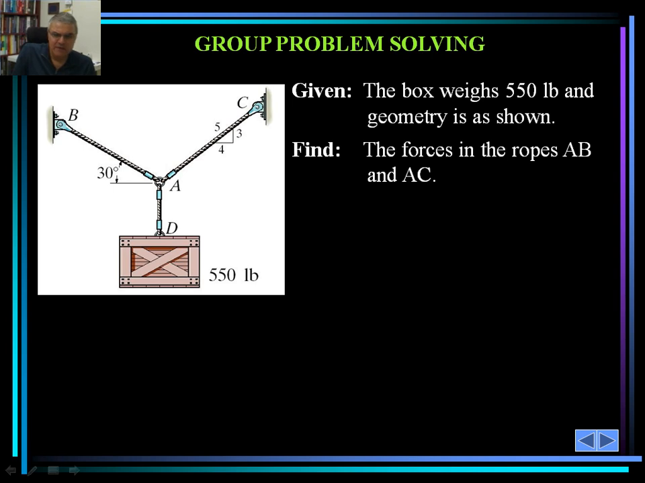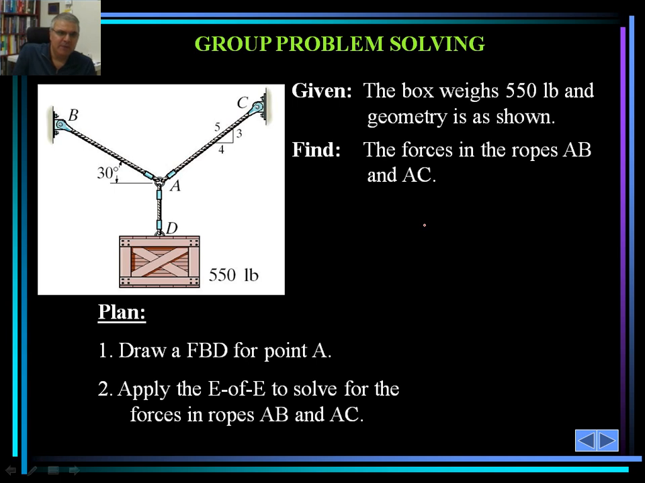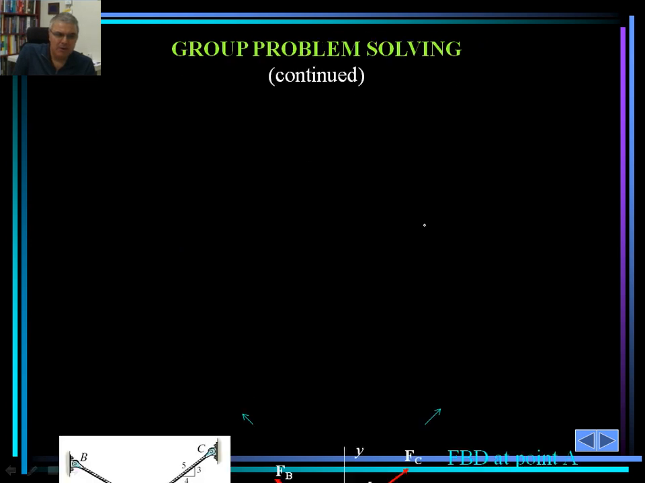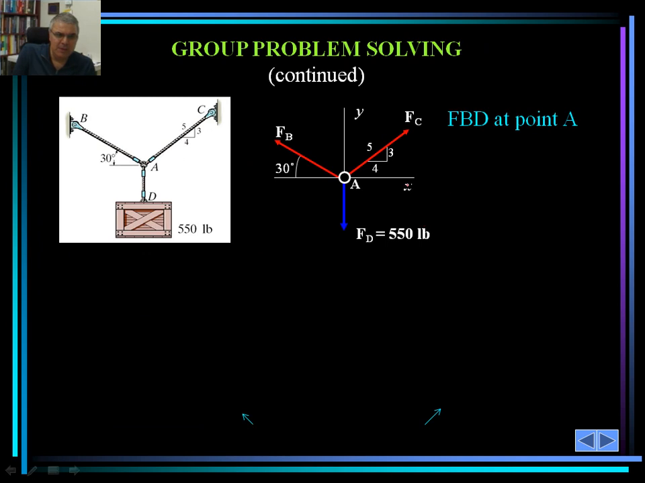So let's take a look at this group problem. We look at it together, and then we're going to do a concept quiz, and we wrap this session. The box weighs 550 pounds, and the geometry is also shown. We would like to find the forces in the ropes AB and AC. As before, let's develop some kind of strategy. We draw a free body diagram for point A, and then we apply our equations, and we will solve for AB and AC.